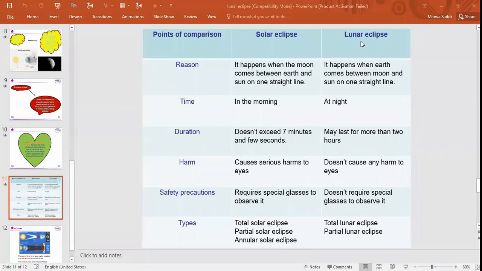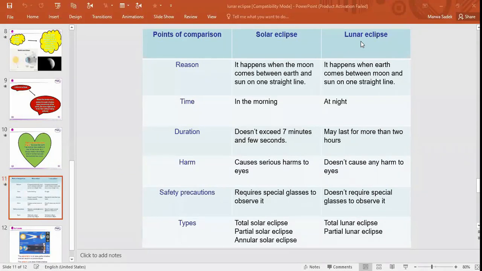We can see solar eclipse in the morning, but we can see lunar eclipse at night. Solar eclipse takes only 7 minutes and 40 seconds, but lunar eclipse can take 1 hour or 2 hours or more than 2 hours.